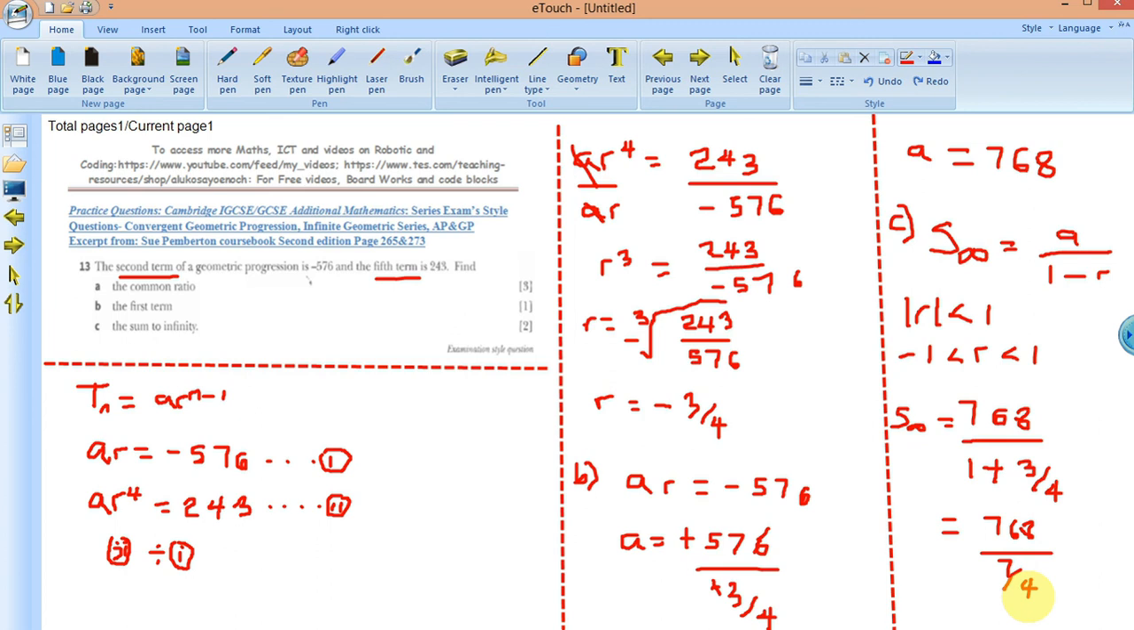If you don't mind, that is 438.85. Let me just write that. Let me write, I converted it already. 438.9 to 1 decimal place, guys. But if you don't mind, let me just give you the answer in the proper form: 3072 over 7.